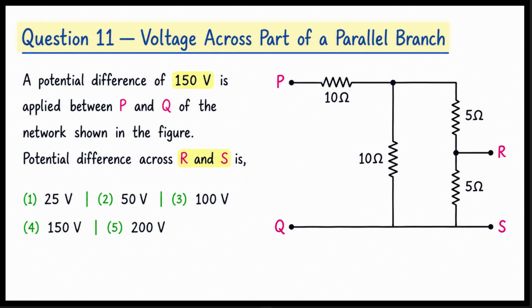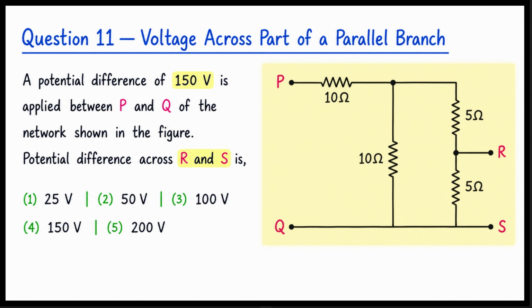Question 11 starts with a 150-volt source between terminals P and Q, and asks for the potential difference across a specific subsection, points R and S inside the network. The diagram shows a 10-ohm resistor feeding a parallel section. One branch of the parallel section is a 10-ohm resistor alone. The other branch is a pair of 5-ohm resistors in series.